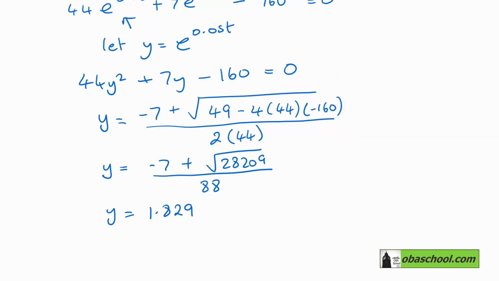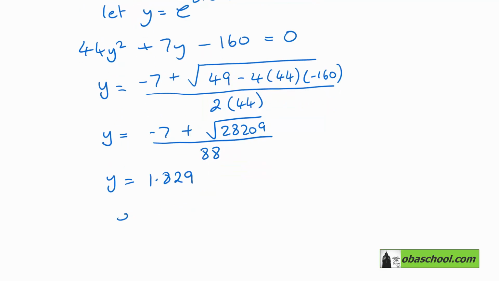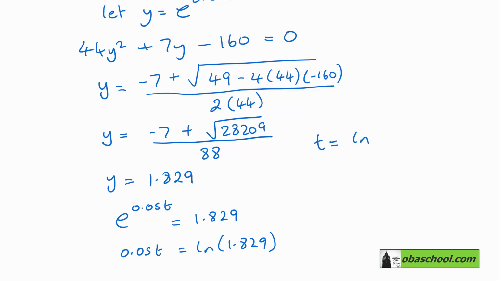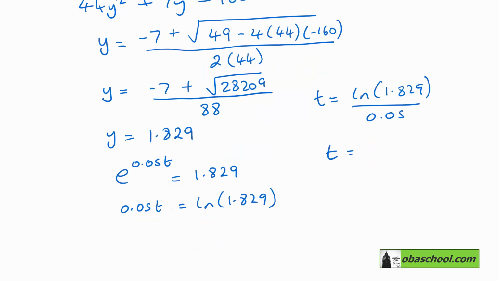Now remember that the y was e to the 0.05t. And that means 0.05t will be the log of 1.829. And then finally, t will be the log of 1.829 divided by 0.05. It was 12.08 years.